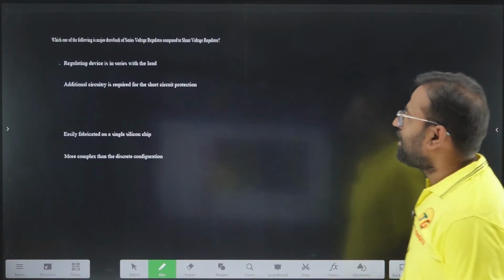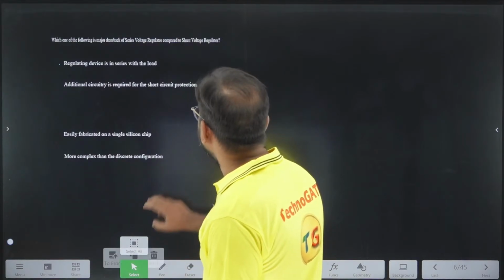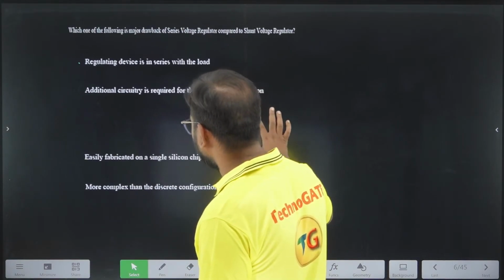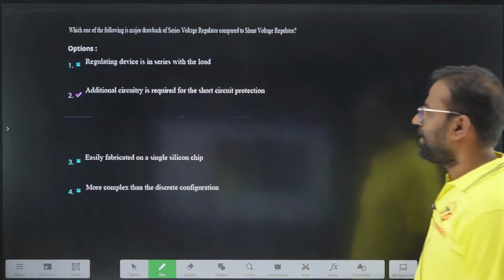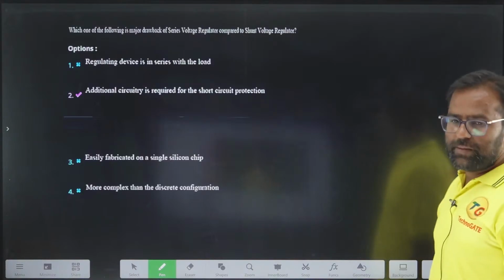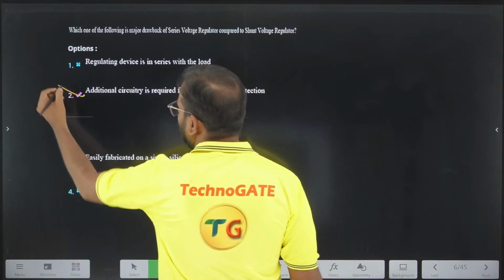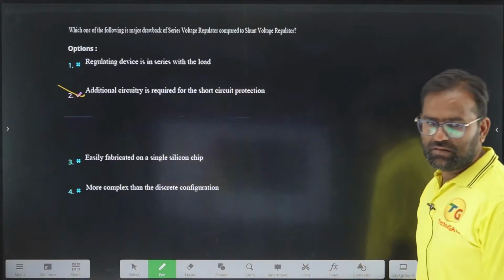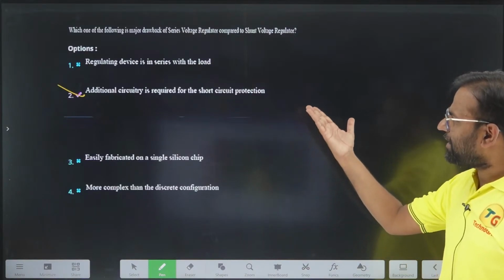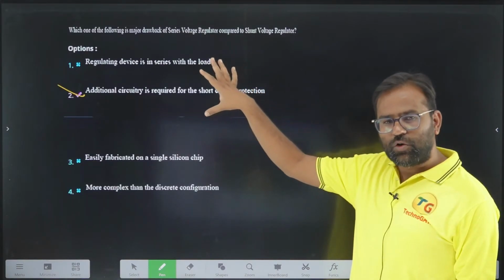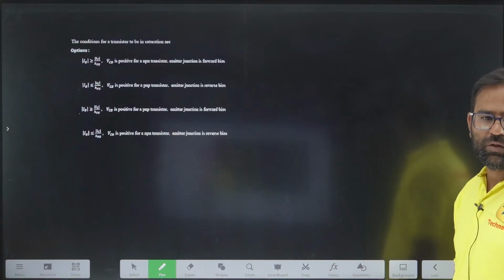Next question. Which of the following is the major drawback of series voltage regulator as compared to shunt voltage regulator? Okay. So when you go to this, what is a major drawback? This is a theory based question. So what I can say, additional circuitry is required in shunt regulator. So B option is correct. Remaining, because this is a theory problem, there is nothing dependent on calculation.